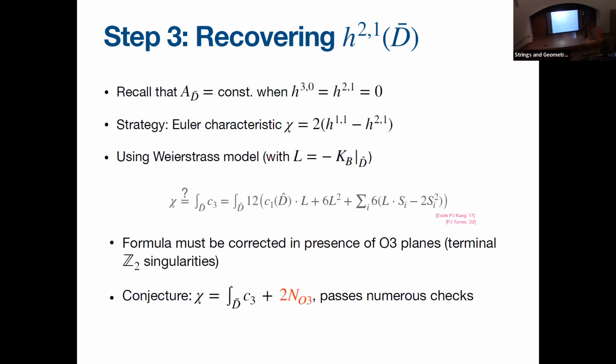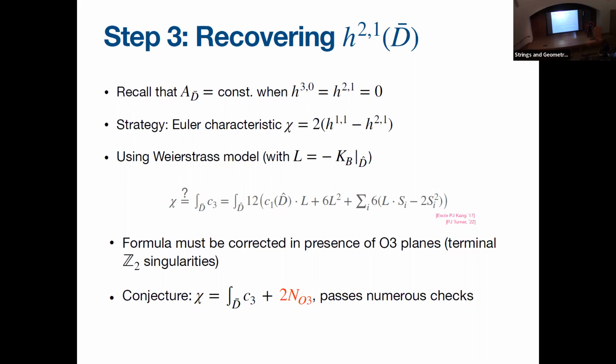Now, the reason why there's a question mark here, and why I said this is a first pass and not necessarily the full answer, is because the formula has to be corrected in the presence of O3 planes, which are terminal Z2 singularities. The formula would be sensible if the base of these vertical divisors, if we think of these as elliptic fibrations, were completely smooth. But in the cases of interest, it's possible for there to be terminal Z2s, and this changes some of the geometry and the physics in a way that has to be accounted for carefully.